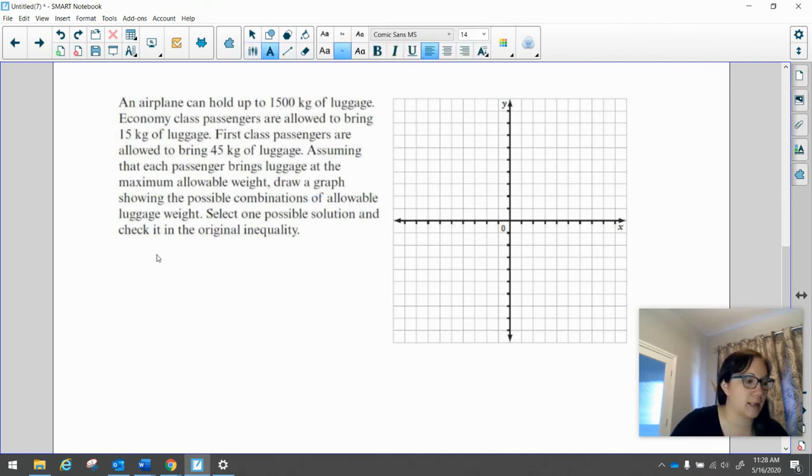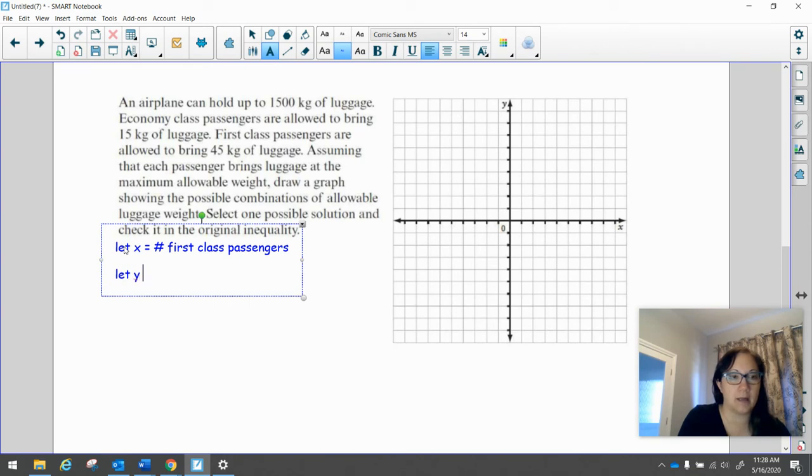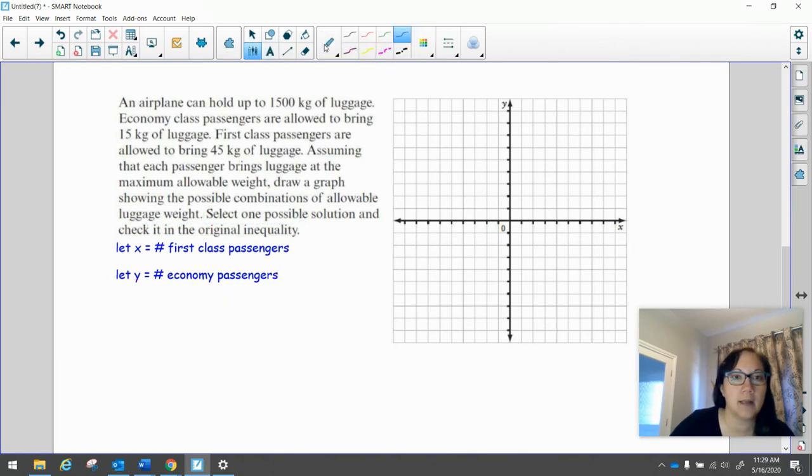Okay, so we're going to assign our x and y variables. This time I'm going to let x equal the number of first class passengers, and let y equal the number of economy passengers. Okay, and then we're going to write our equation for total weight here. So it would be 45x plus 15y is less than or equal to 1,500. So we can hold up to 1,500. And everything was in kilograms, so we're good to go.